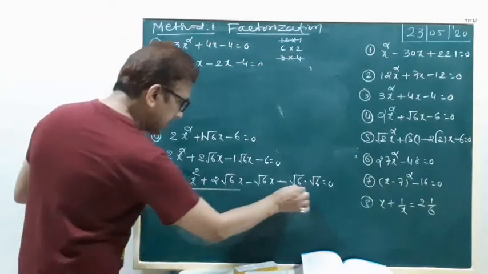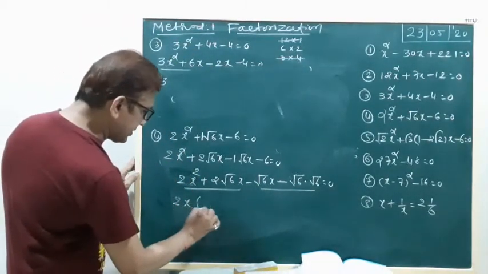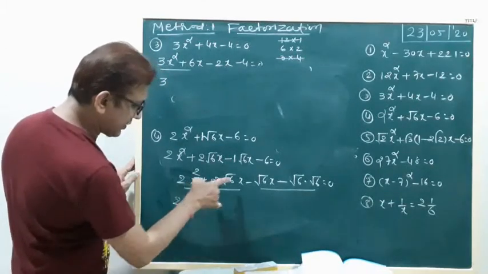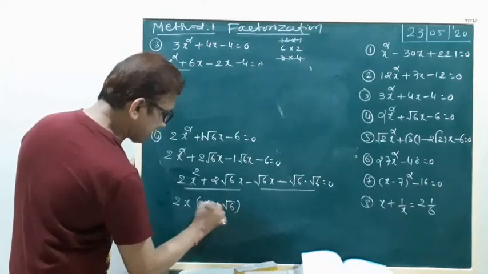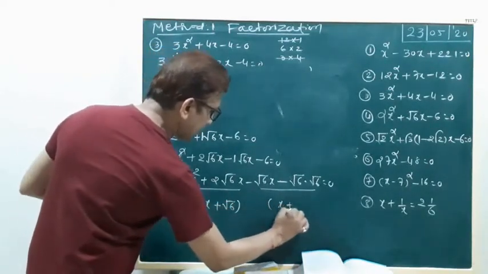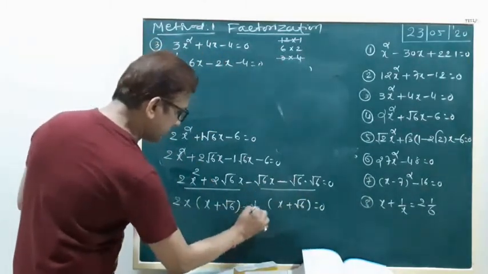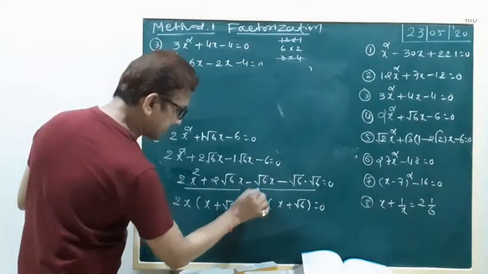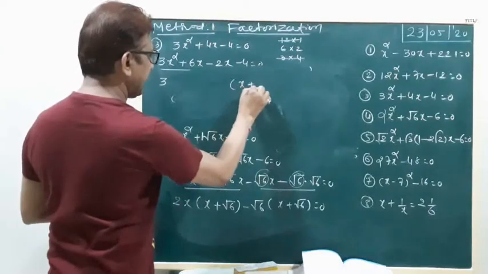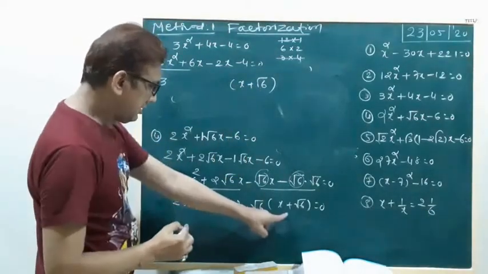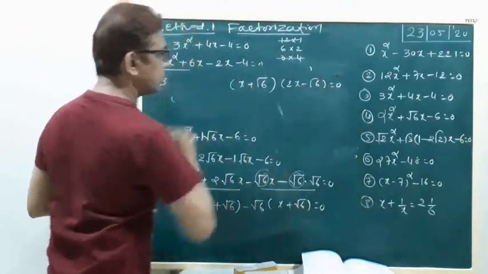Now common. This one and this one. Now 2 common, x common. So here 2 common, x square and x common, x plus root 6. Okay. So again x plus root 6. Yeah. Now minus root 6 common. Minus sign as it is. Root 6 is the common number. So our first factor is x plus root 6, and second factor 2x minus root 6 equal to 0.